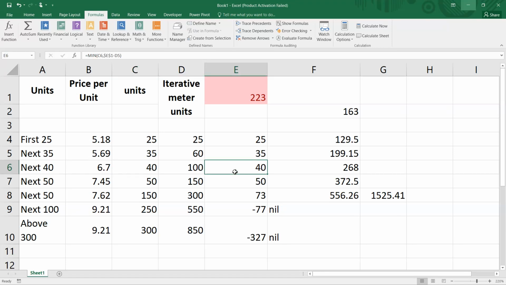So let me repeat it again. E1 minus D5 basically means that E1 is 223 and D5 is 100. So the answer is 123. So he has already paid for 100 units and still he needs to pay for another 123 units. For the next slab he needs to pay 40 into 66.70 paisa, and for the next 123 units, he has already paid for 25 units, then 60, or 25 plus 35, then 40, then 50. Now he has to pay for 150.